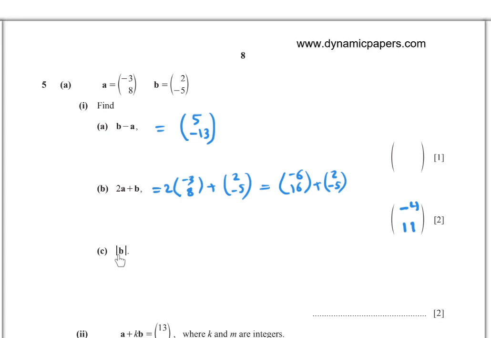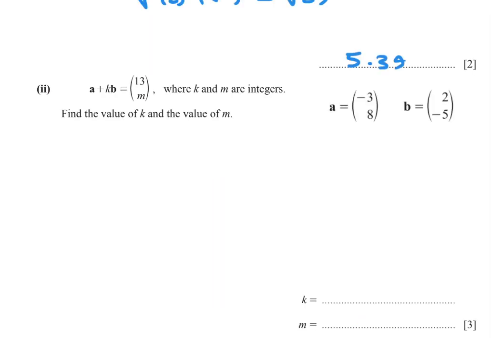Now the magnitude of B. This means the square root of 2 squared plus (-5) squared. So 4 plus 25, so root 29, which is 5.39 to 3 significant figures.